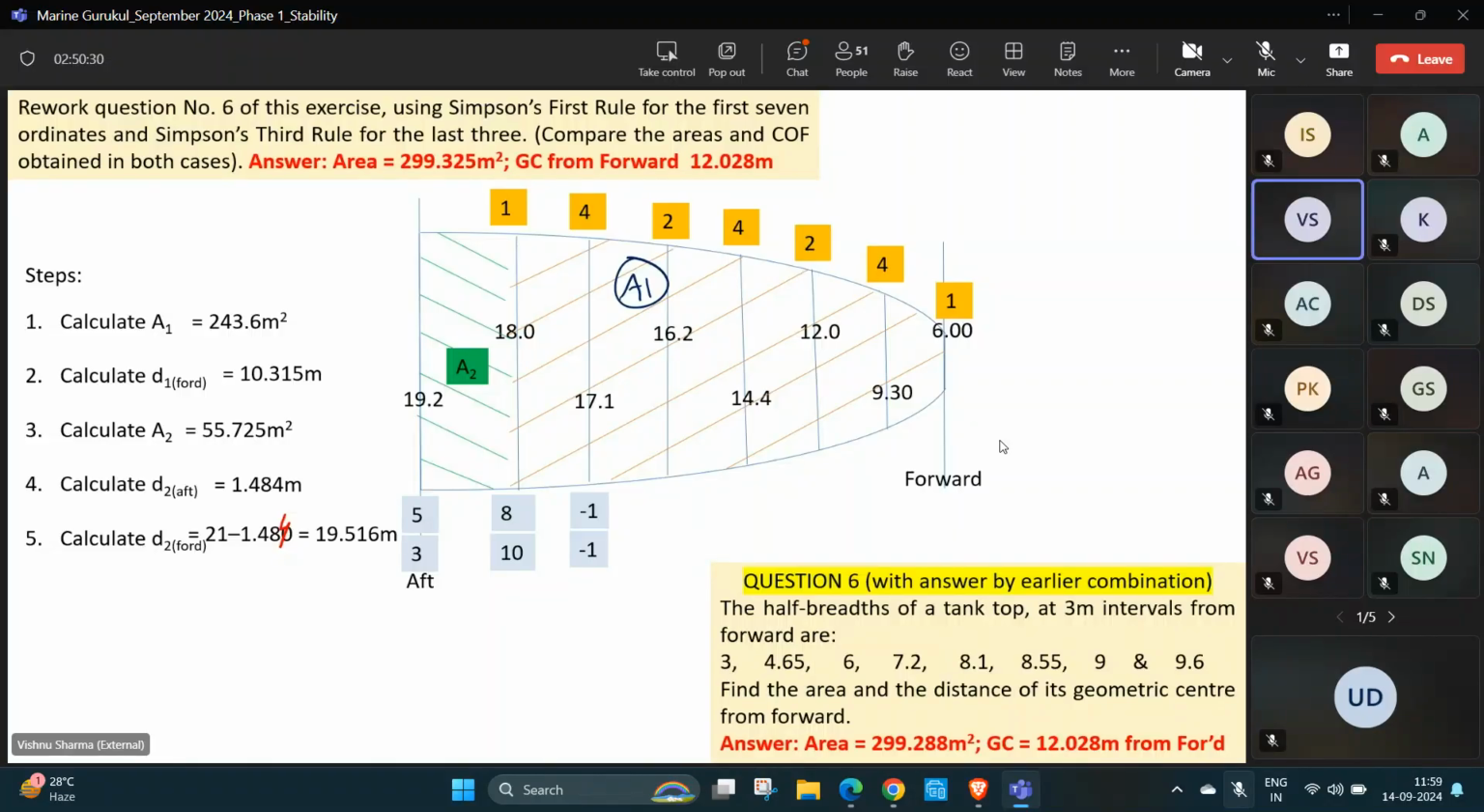Done, sir. Now you can answer the total area. Total area will be A1 plus A2. It would come 299.325. I'm picking up the value from the answer. 299.325 square meters. Am I right? Correct, beta? And the distance of the GC from forward you can now get. It will be 12.028. If somebody doesn't know how to get, let me know. I'm sure we have done so many questions by now, it would have sunk in well.